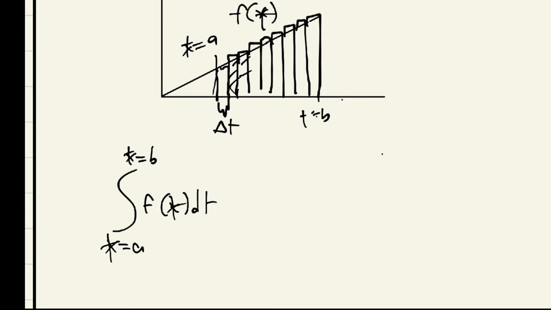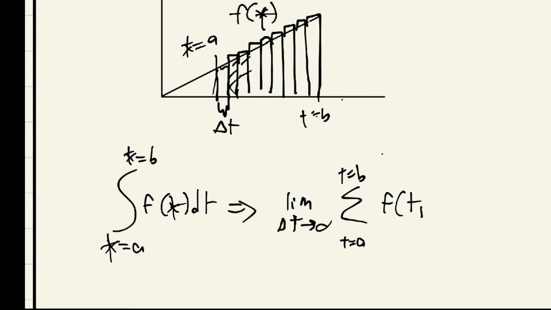When we say this, it's just another way of writing, fancily in calculus terms, the limit as delta t approaches 0 of the sum from i equals a to i equals b of f of t sub i. So all the t sub i's, for whatever i we're looking at, we're taking the sum of this.